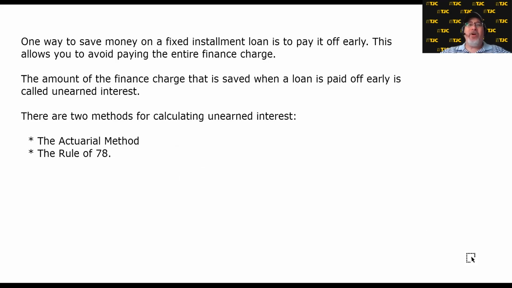So like I just said, one way to save money on a fixed installment loan, aka an installment plan, is to pay it off early. This allows you to avoid paying the entire finance charge. The amount of the finance charge that is saved when a loan is paid off early is called unearned interest. There are two methods for calculating unearned interest, or at least two methods that we'll discuss in this class. One is called the actuarial method, and one is called the rule of 78. Of course, in this video, we're going to discuss the actuarial method.